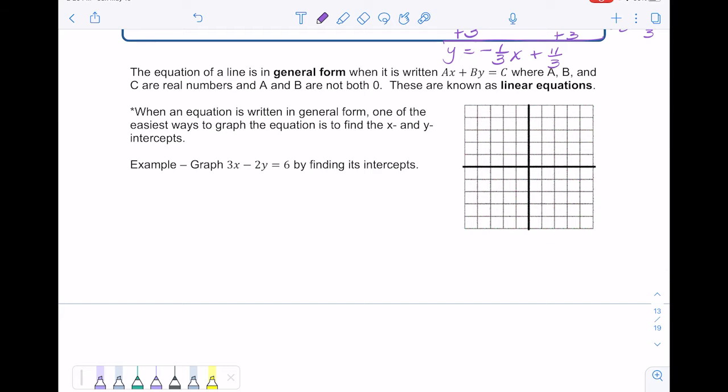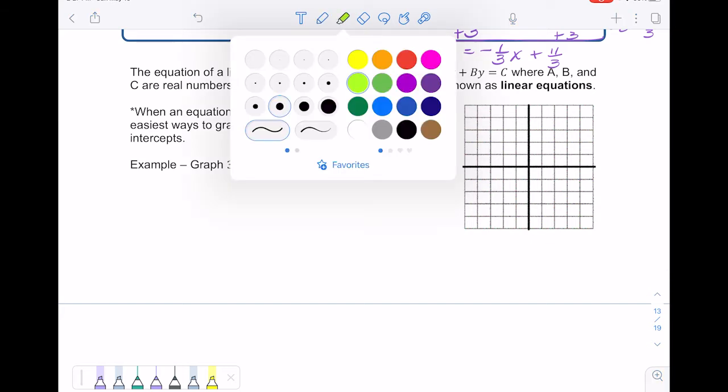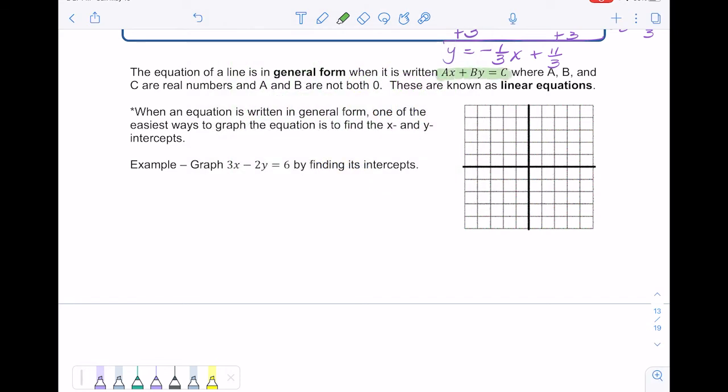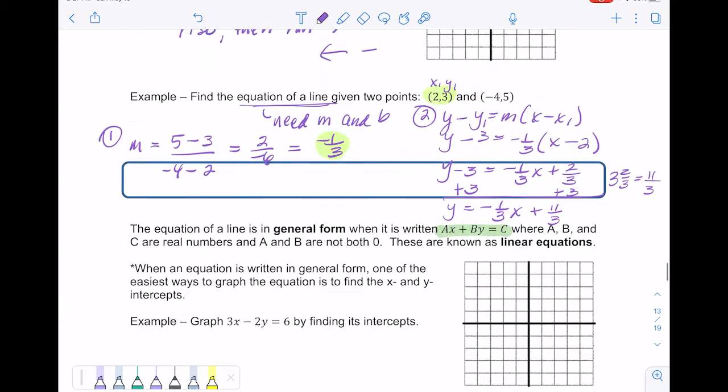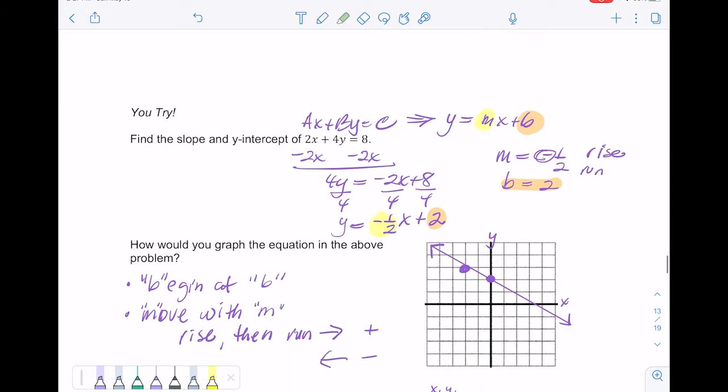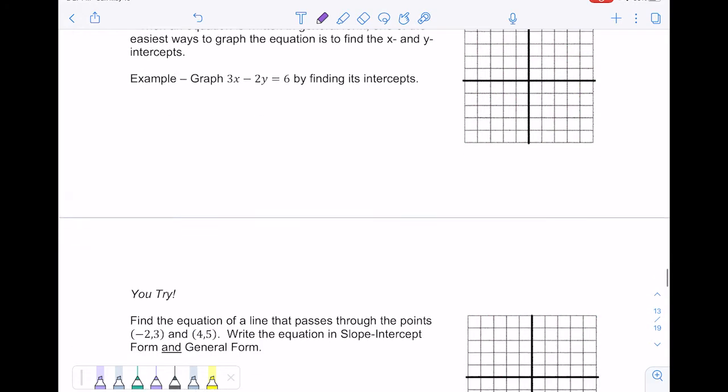The general form of an equation of a line, I mentioned it earlier, is ax plus by equals c, where a, b, and c are real numbers, and a and b are not both 0, otherwise they would not exist. x and y would cancel out. These are known as linear equations. By the way, when you have an equation written in general form, one of the easiest things to do, rather than all this algebraic manipulation, if you want to graph that, is just find the x and y intercepts and graph that way. A lot of times that's easier. We'll see that here below.